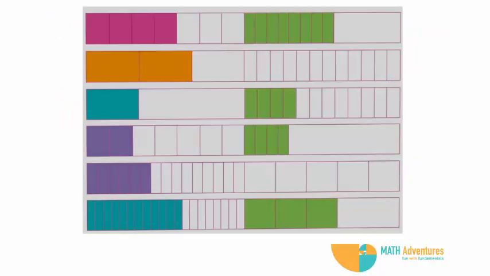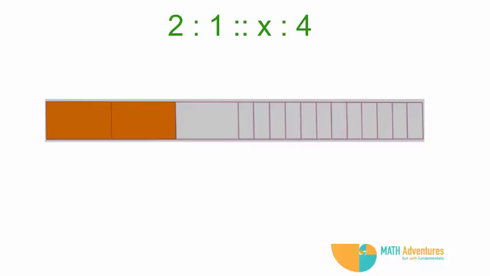Today, you're provided with a lab observation sheet and a number of ratio strips. Each ratio strip is divided into two parts. To find 2:1 such that x is to 4, locate one ratio strip which has two parts shaded and one part unshaded. So right here we have the strip which has two parts shaded and one part unshaded.